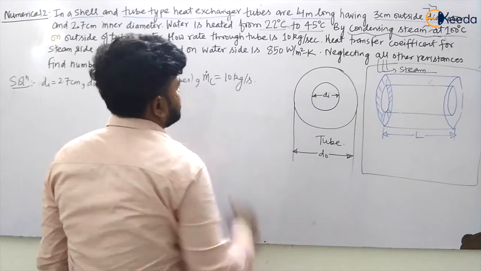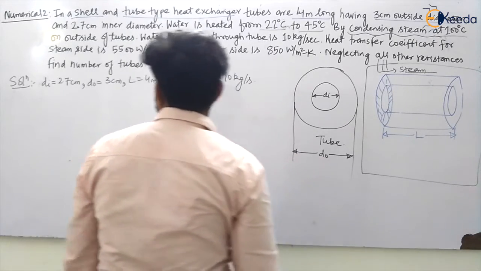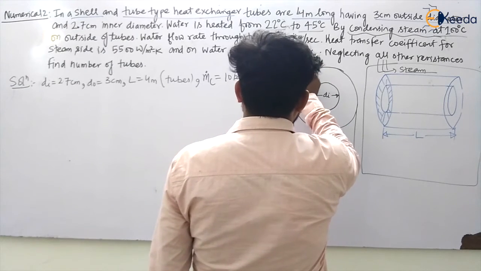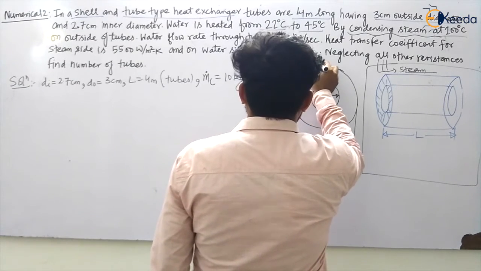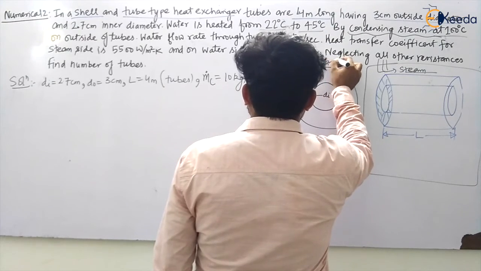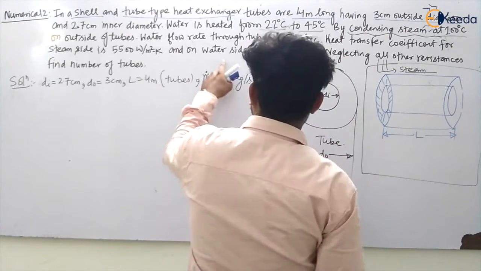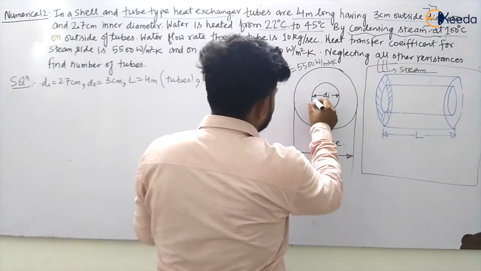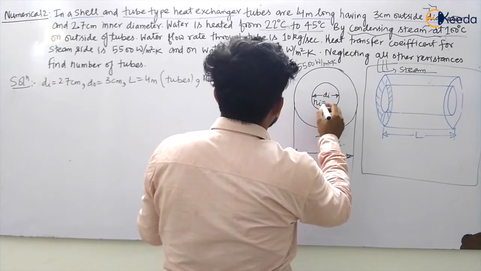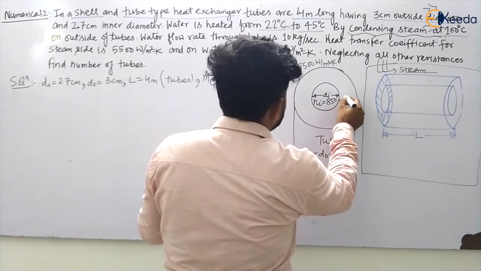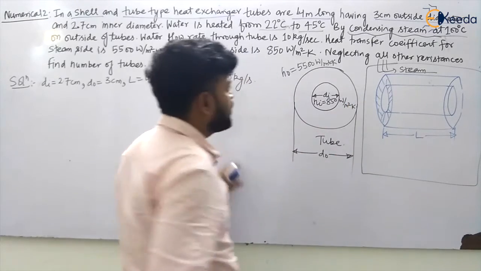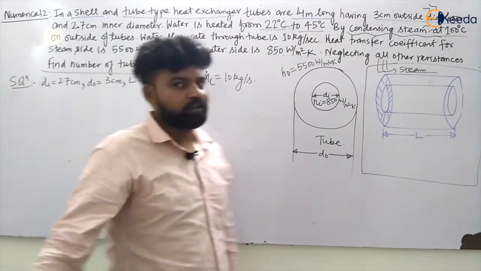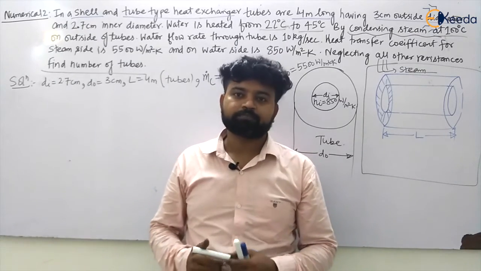Now the heat transfer coefficient for the steam side, that is h naught for the steam side, is how much? 5500 watt per meter square Kelvin, and on the water side, that is hi, they have given. So h naught is given and hi they have given. On the water side they have given it to be 850 watt per meter square Kelvin, my dear students. Neglecting all the other resistances, find the number of tubes. So we have to calculate the number of tubes, my dear students.